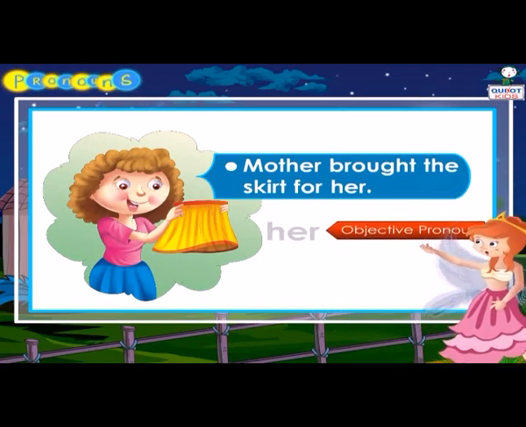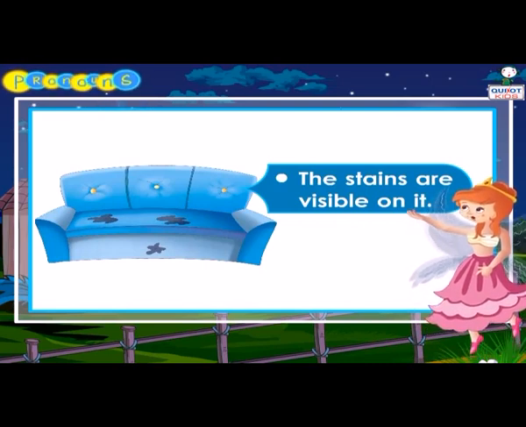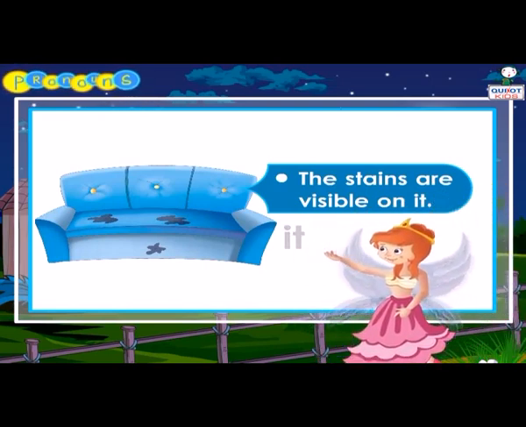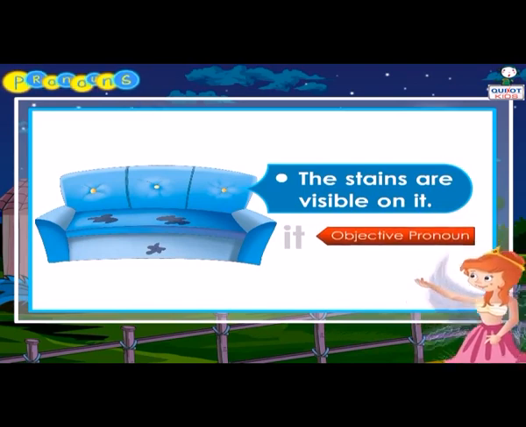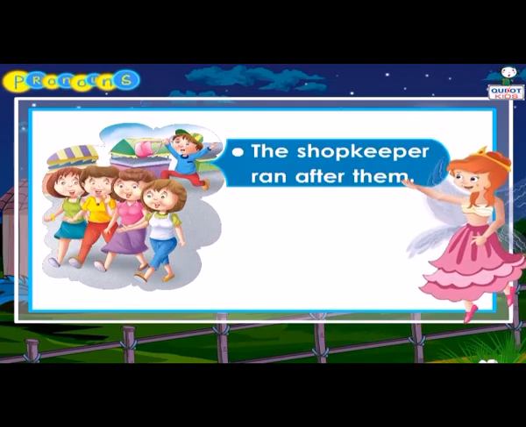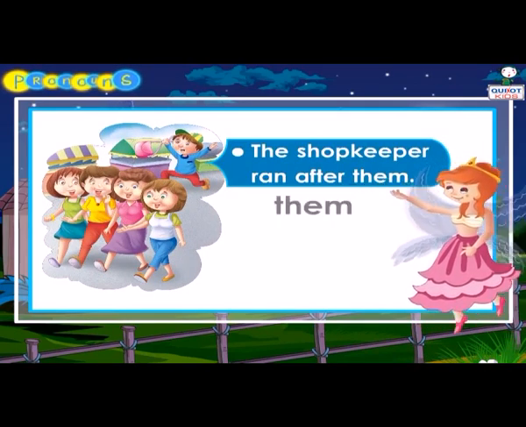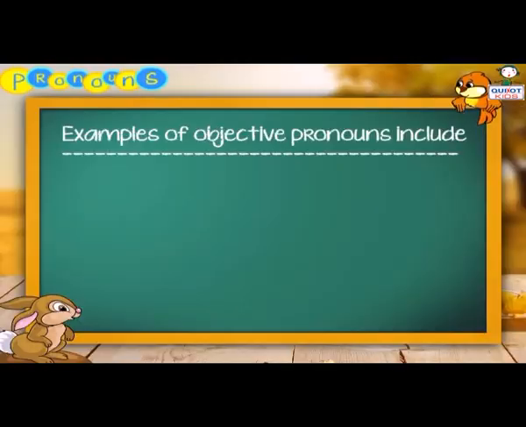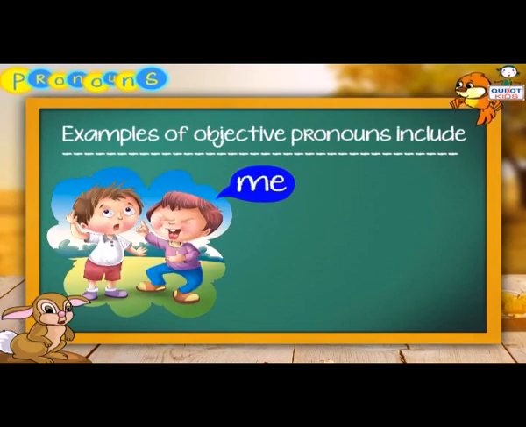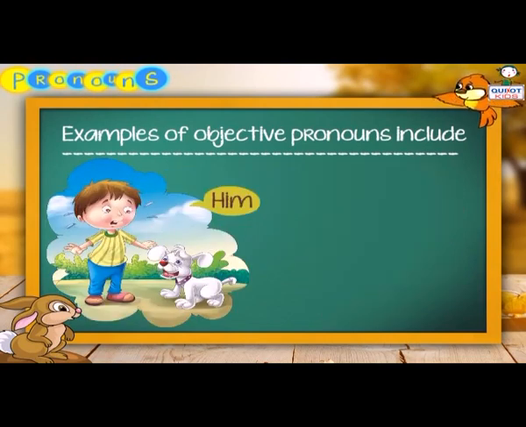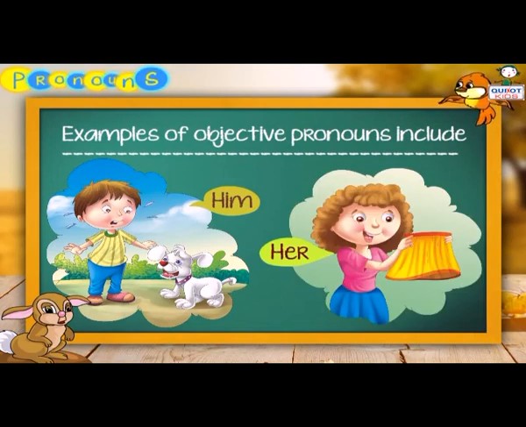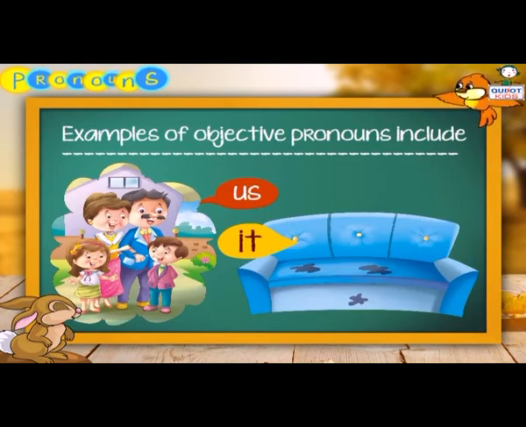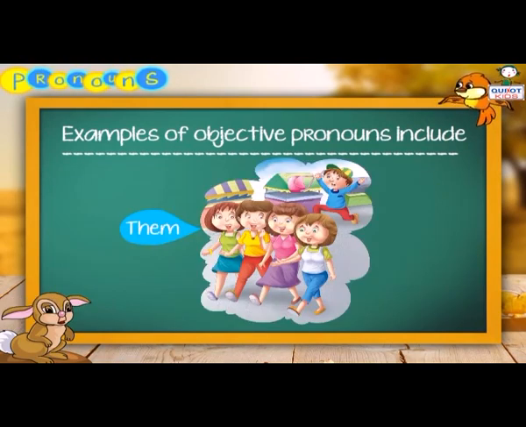Her is objective pronoun. The stains are visible on it. It is objective pronoun. The shopkeeper ran after them. Them is objective pronoun. Examples of objective pronouns include me, you, him, her, us, it, and them.